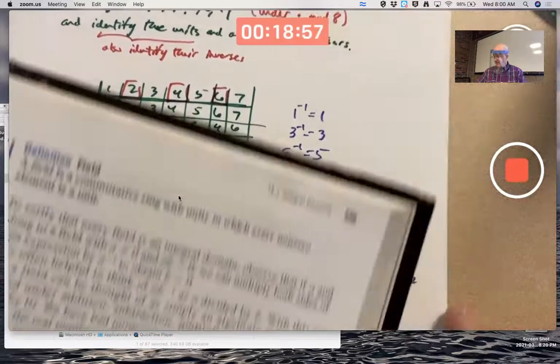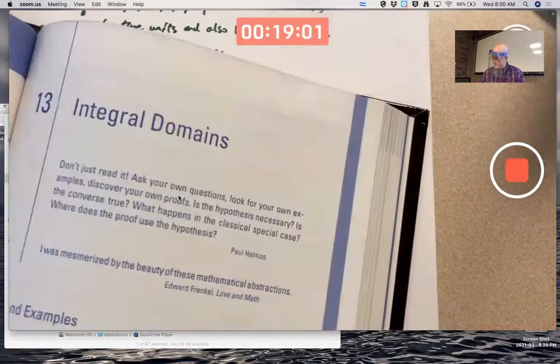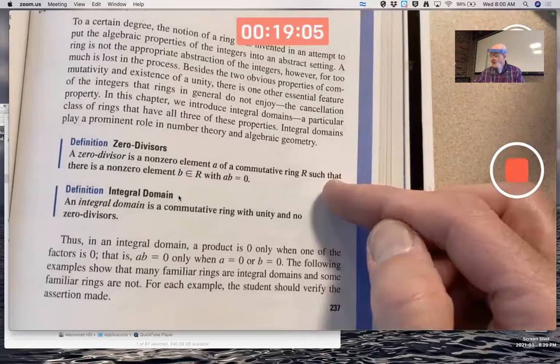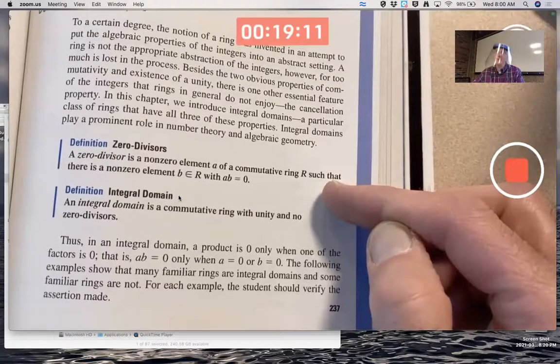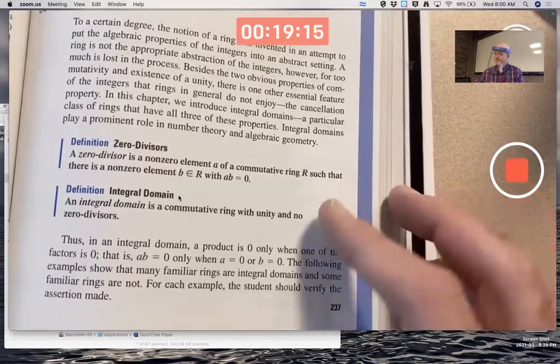In fact, I emphasized on Monday that when you look at the definition of a zero divisor, it's symmetric in the A and the B. A non-zero element A is a zero divisor if there's a non-zero element B such that AB equals 0, and therefore that also means B is a zero divisor.